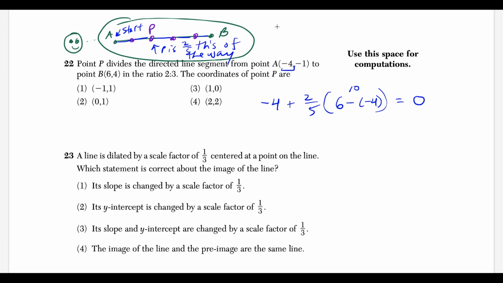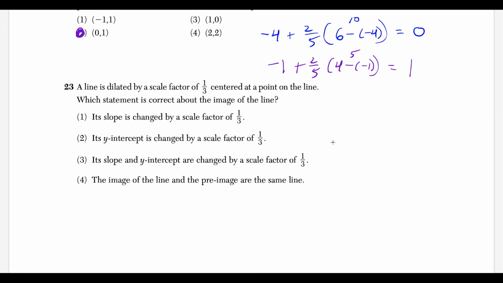And now I repeat this process for the Y's. So if we look at the Y value, we're starting at point A, so now we're starting at -1 for the Y. And we're going 2/5 of the way. But from -1 to 4, that's a jump of 5. So if I go from -1 to 4, that's an accumulation of 5. And 2/5 of 5 is 2. -1 plus 2 is equal to 1. So we're going to land at the point (0, 1). Choice 2 is our answer.